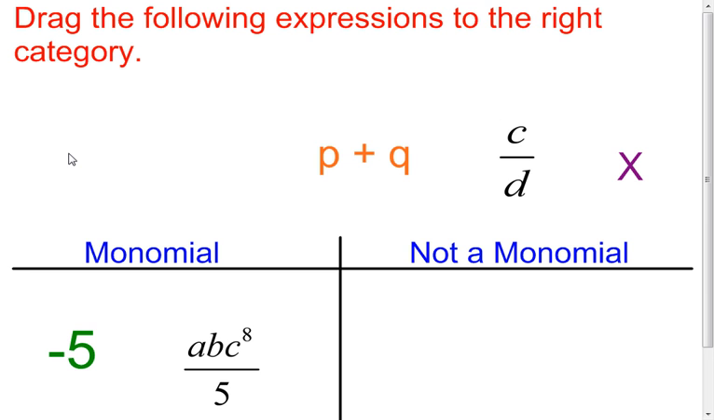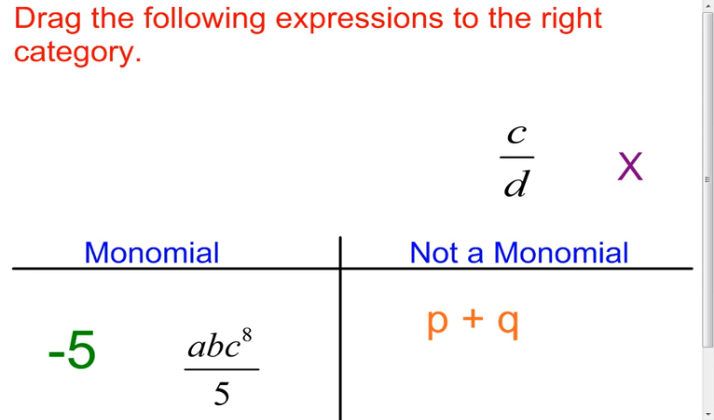The next one, P plus Q, notice it's separated by an addition or subtraction sign. This is one term, it is a monomial, and this is one term, it is a monomial. But when I put them together with that addition sign in there, then it is no longer a monomial. This one would actually be a binomial because it has two terms to it. But for now, all you need to know is that it's not a monomial.